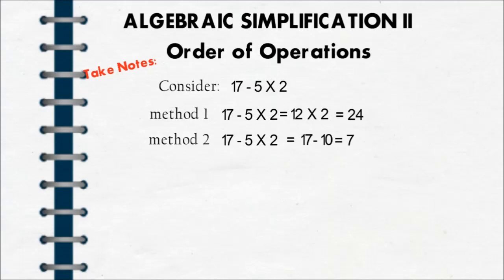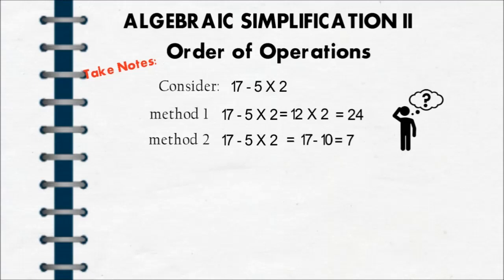Now, the two answers depend on which operation is carried out first, either subtraction or multiplication. Now, from these two results, either both answers are wrong or one answer is wrong and the other one correct. But both of them cannot be correct. Now, to avoid this confusion and bring about uniformity in our answers, the following rules must always be observed.